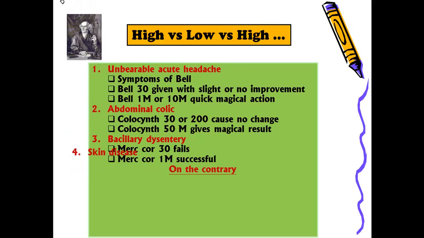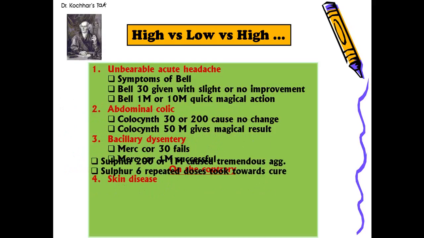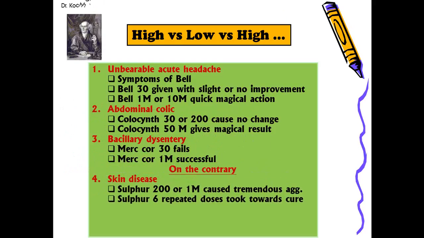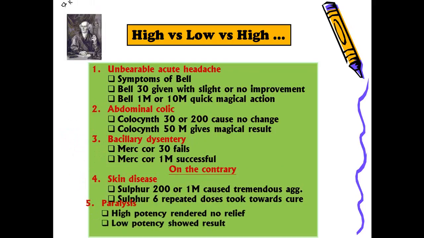On the contrary, there is the opposite side also. Skin disease: Sulfur 200 or 1M, tremendous aggravation. All itching, the patient runs away from you and never comes back to you. Then Sulfur 6 in repeated doses, little relief, and the patient goes towards cure.